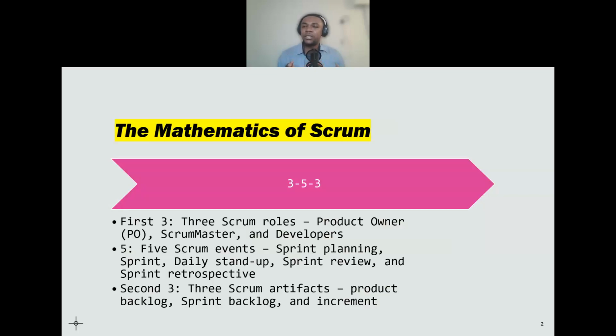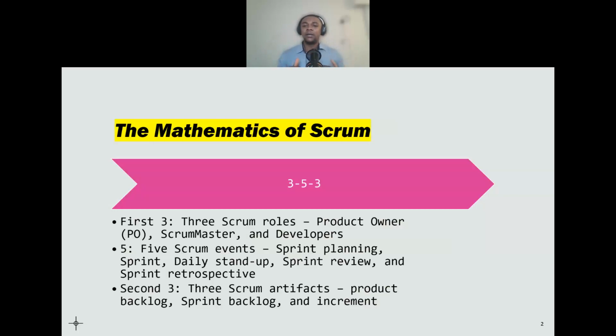But at this point, it's not a reflection on the product again, it's a reflection on themselves, on the tools, and on the Scrum process. Three things: reflection on themselves, reflection on the Scrum process, and reflection on the tools, to know what they should do more of, what they should do less of, and action items for the next sprint. These are the five ceremonies.